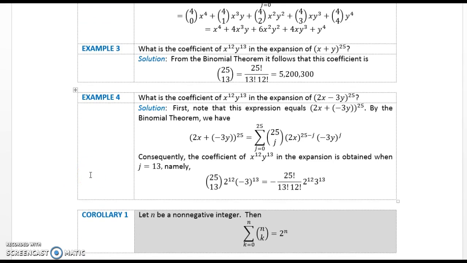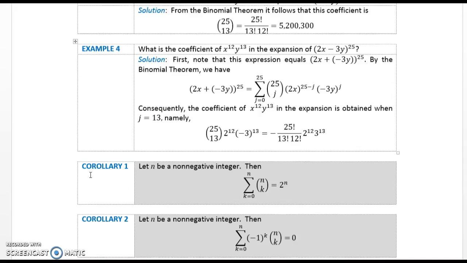Example 3. What is the coefficient of x to the 12th power, y to the 13th in the expansion of (x + y)^25? Solution. From the binomial theorem, it follows that this coefficient is 25 choose 13, or 25 factorial divided by 13 factorial divided by 12 factorial, which is 5,200,300.